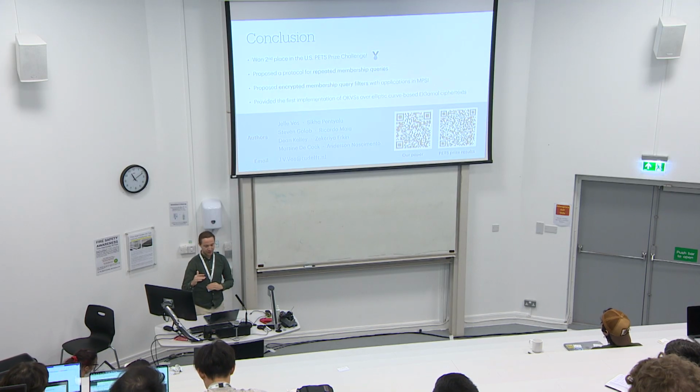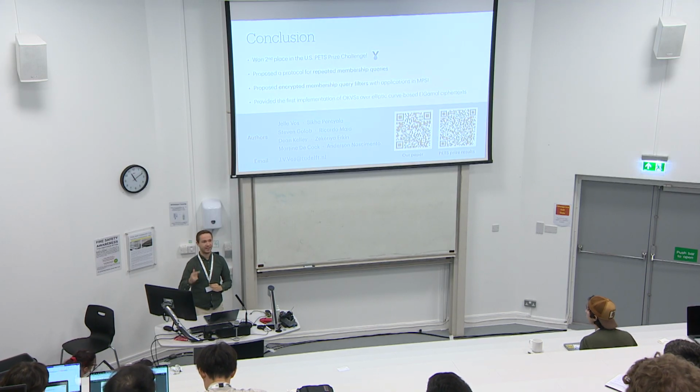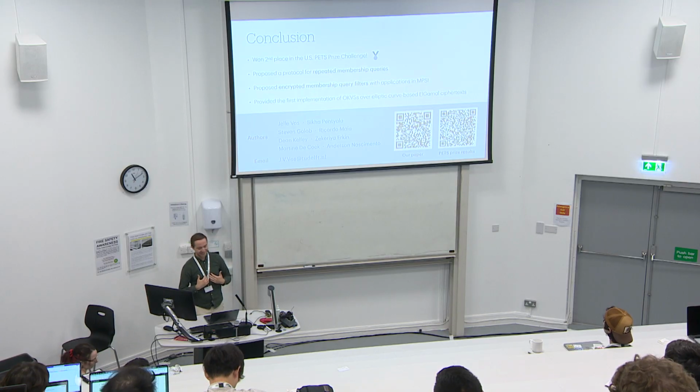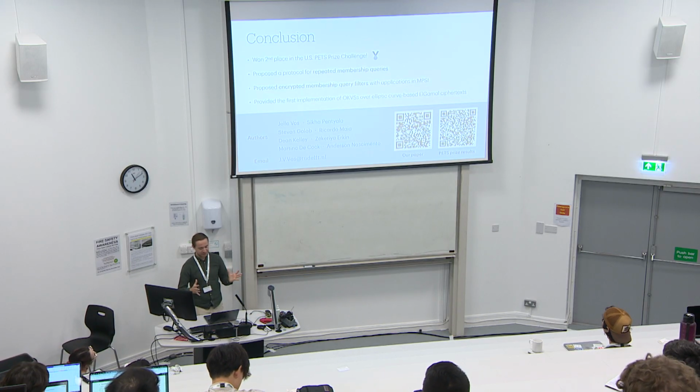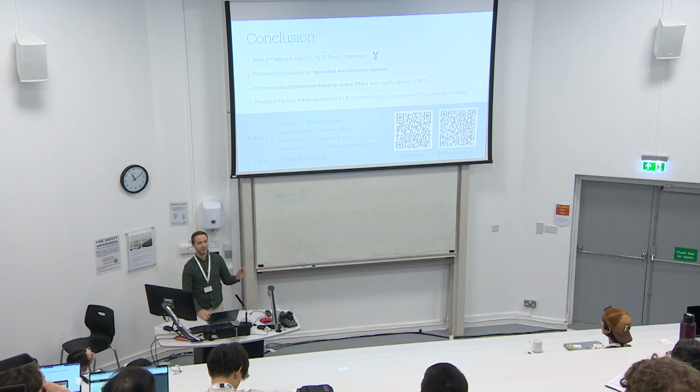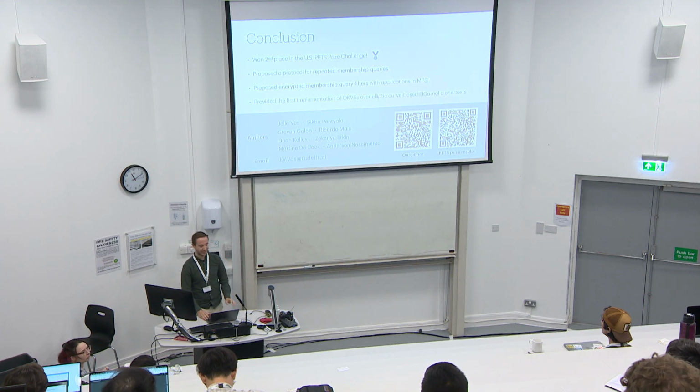But from the top 3 solutions, I think our solution does have the highest security guarantees, but there's some kind of trade-off there. So we proposed a protocol for repeated membership queries. We provided this, I think, nice abstraction, encrypted membership query filters, and then we provided the first implementation of OKVSs where we actually put ciphertext in there instead of secret shares. Thank you very much.